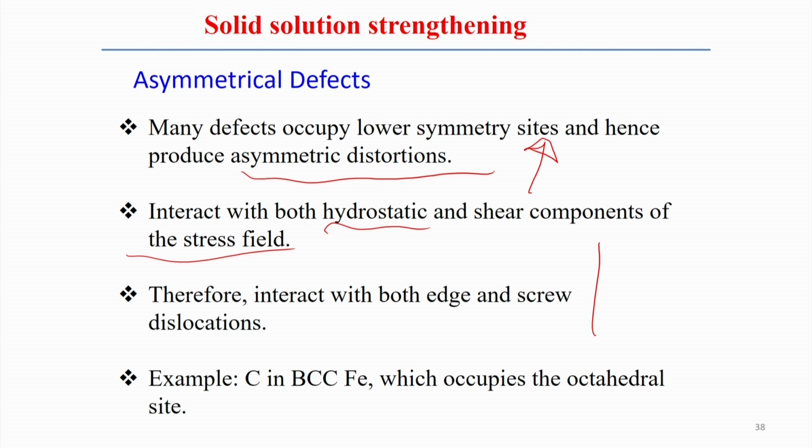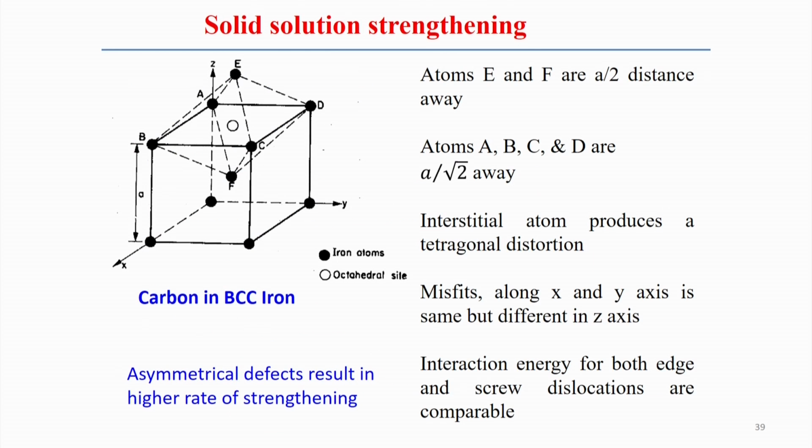So one example is carbon in BCC iron structure, which occupies the octahedral site position. Let us see how the octahedral site position creates the asymmetrical defects in case of the solid solution between BCC iron and carbon. If we look into that figure, atoms E and F are A by 2 distance away. This structure represents the carbon in BCC iron, where asymmetrical defects result in a higher rate of strengthening.